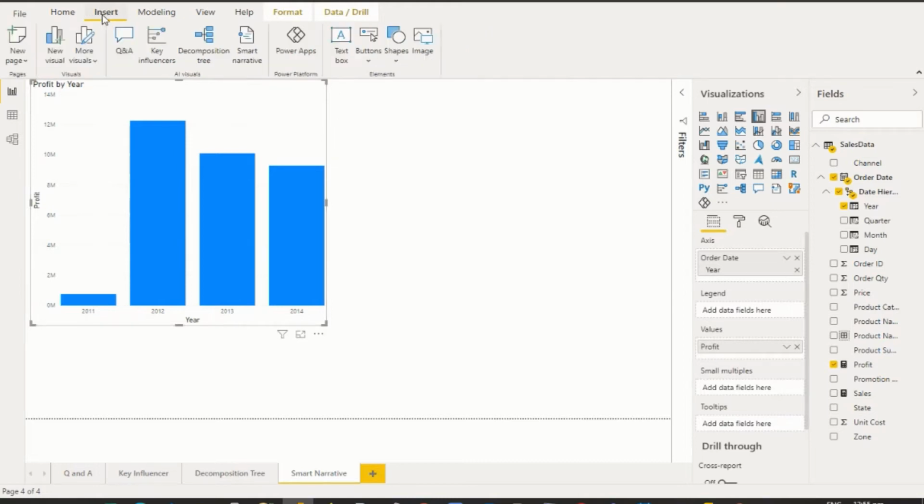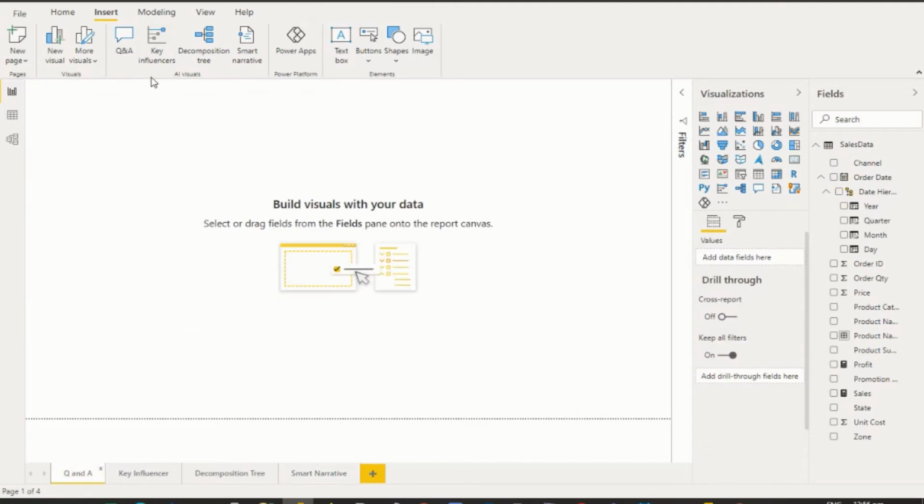Under the Insert button, Microsoft added AI tools for us. There are 4 of them. I will not talk about Q&A. Q&A is what you know. Just click on Q&A and type your question. It will give you the answer.